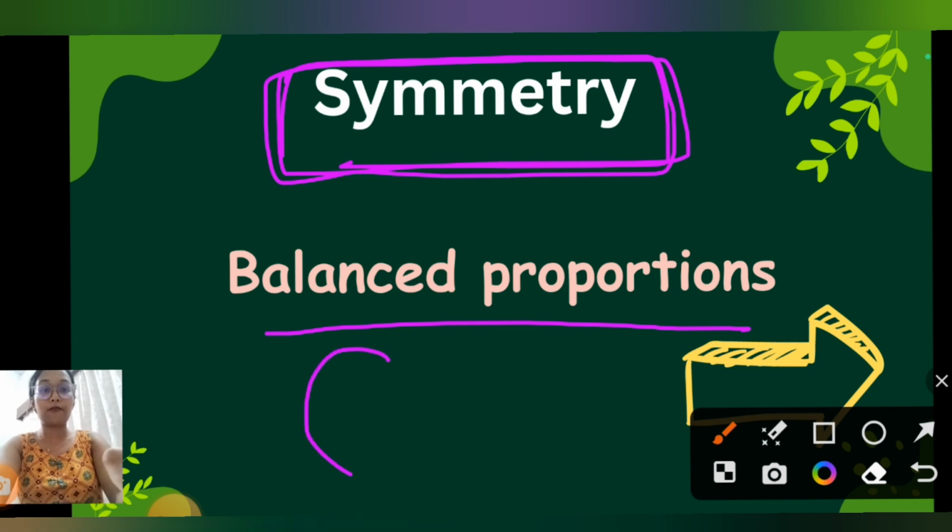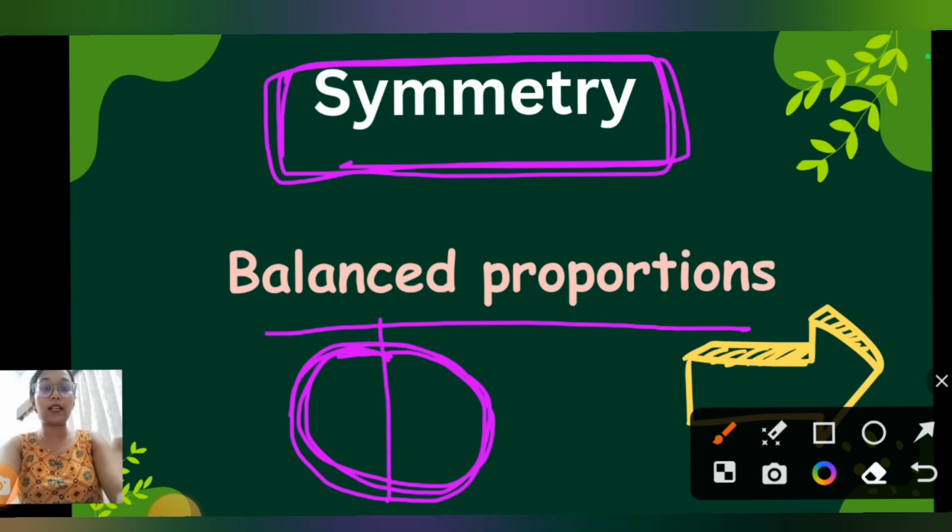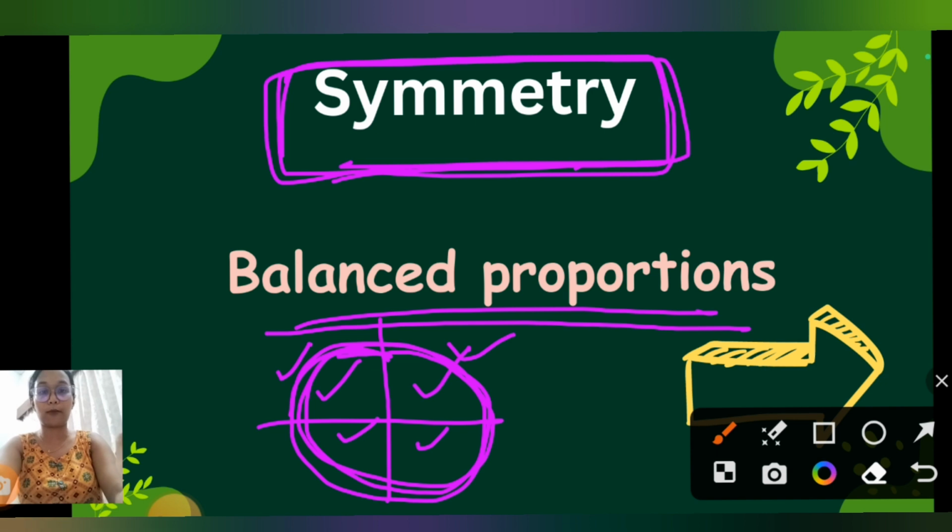If we divide one particular body, suppose this is a body of some animal or a plant, we are dividing it. So we are getting two equal halves or not, or four equal halves or not, like that. Whether it is in a balanced proportion or not, whether the left hand side is equal to the right hand side or not, it is talking about. Is it clear? What is symmetry? The one which has a balanced proportion.